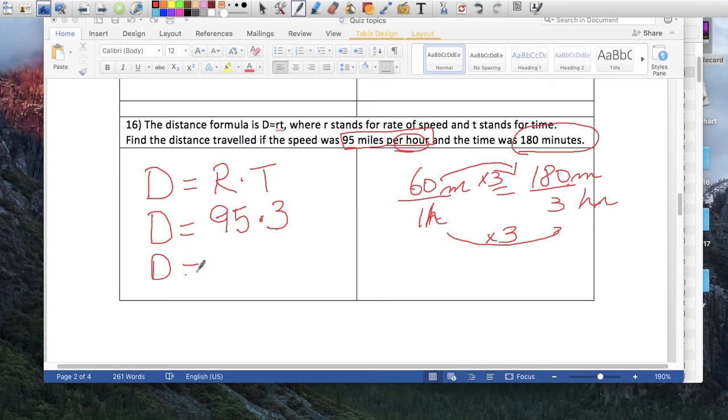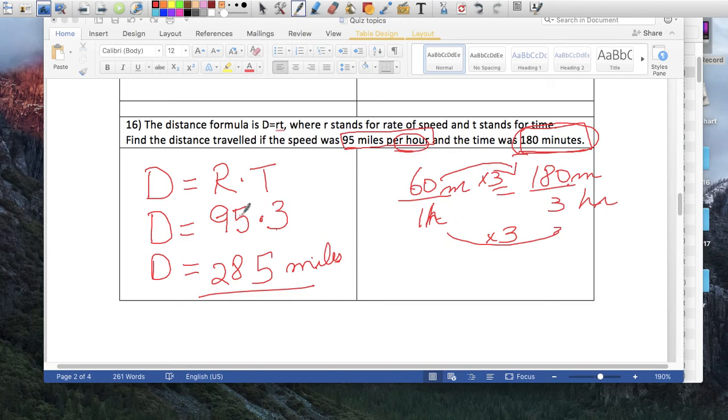So the distance that this person traveled, assuming that he kept the speed of 95 miles per hour for 3 hours, it'd be 3 times 5 is 15. Carry the 1, 27. 285 miles. That's how far he went in 3 hours. But the tricky part here, you have to make sure that you change that minutes to hours.